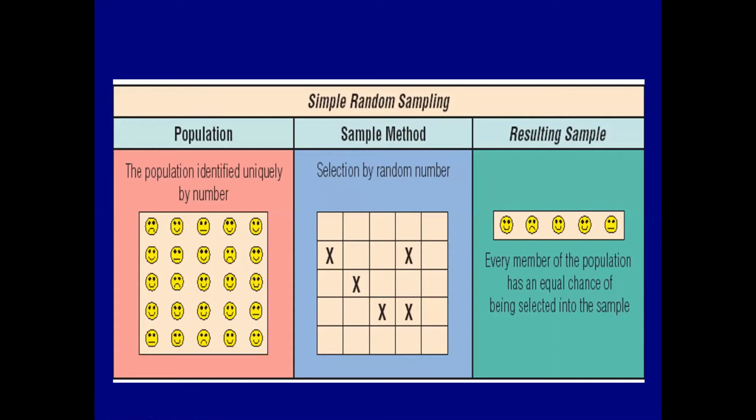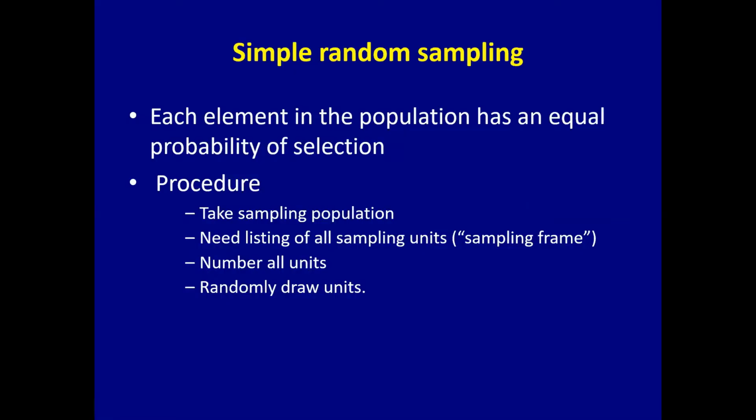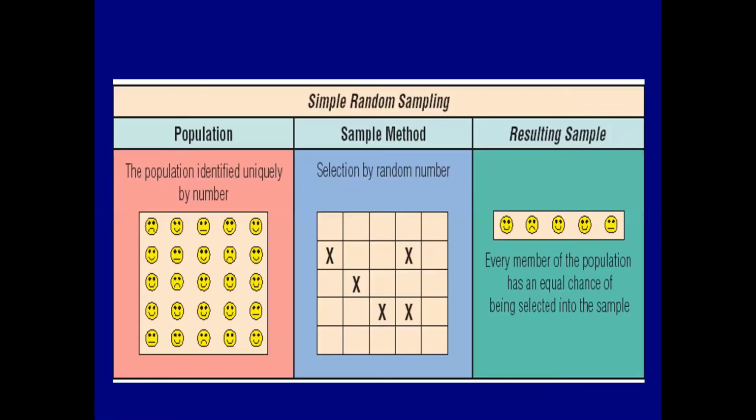You can do it like a lottery, or use a computer: in Microsoft Excel, put numbers 1 to 200, and select 50 of them randomly in a sequence. So it becomes that everyone has an equal chance of getting selected. A simple example: from the population, select members using random numbers. Every member has an equal chance of getting selected.